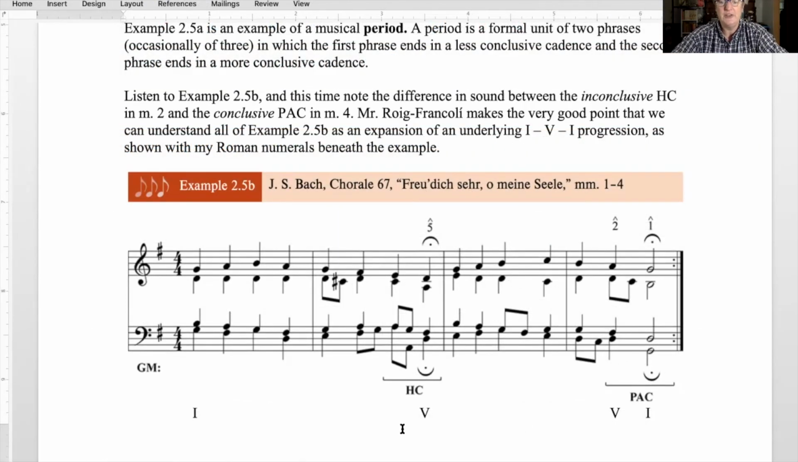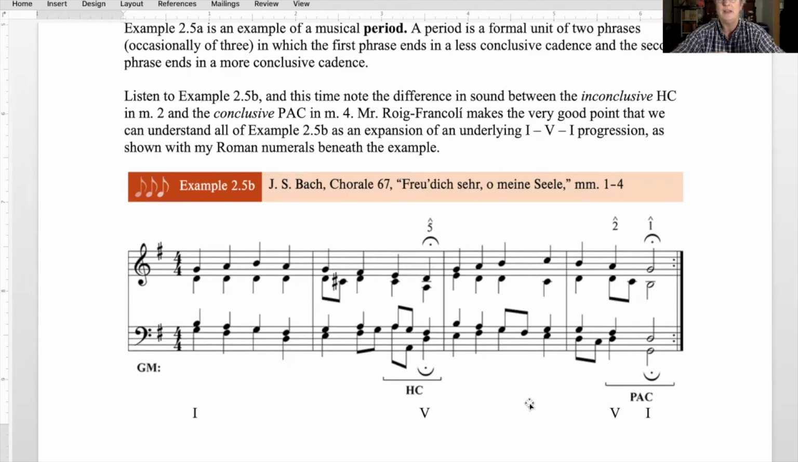This is also an example of a period. Here, the first cadence is really quite inconclusive, the half cadence, notwithstanding the C sharps and the feeling that maybe the D is a temporary tonic chord. But the 1 chord at the end is very conclusive.